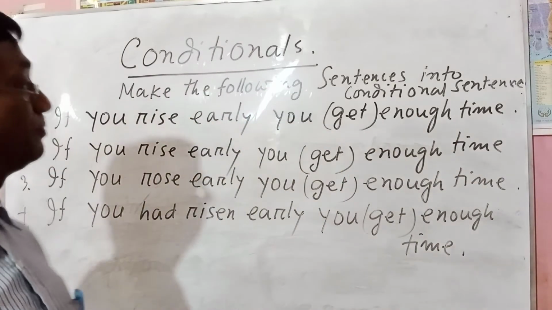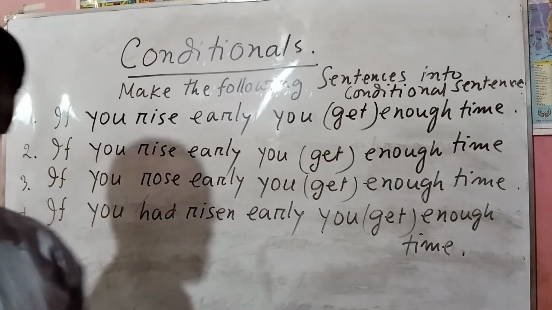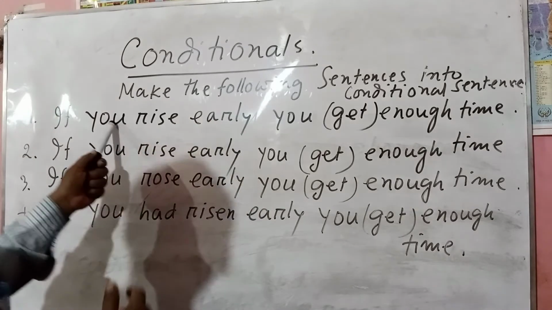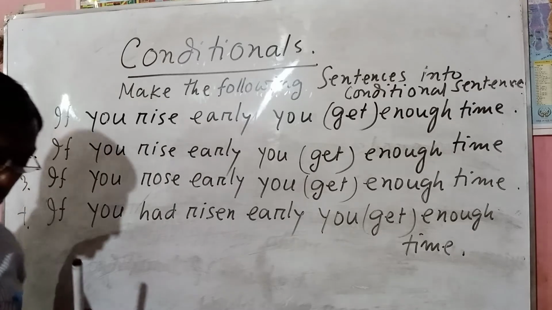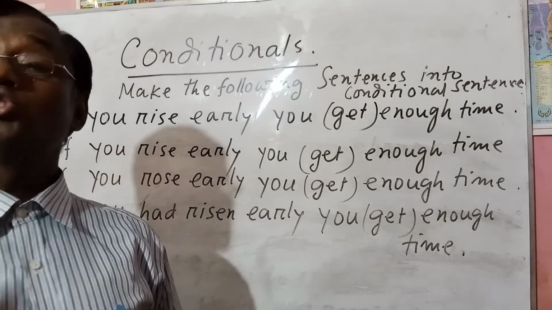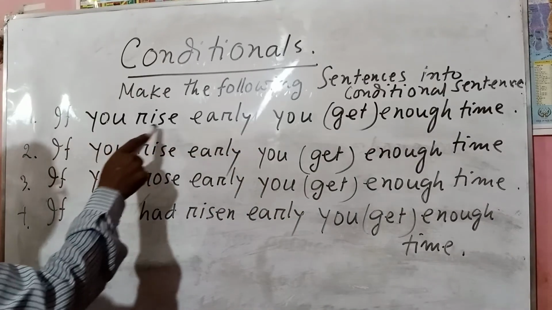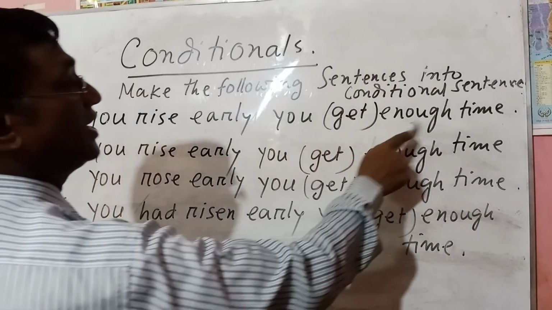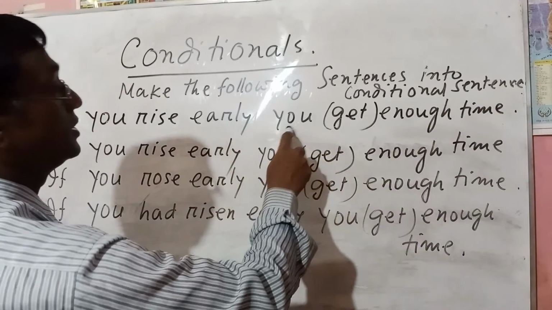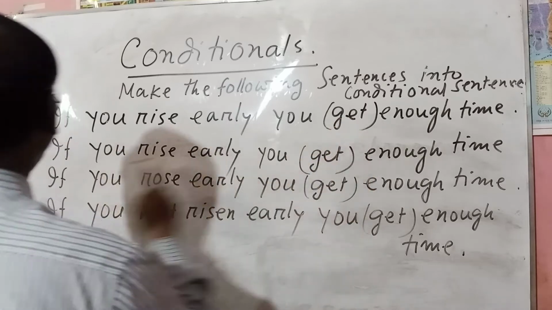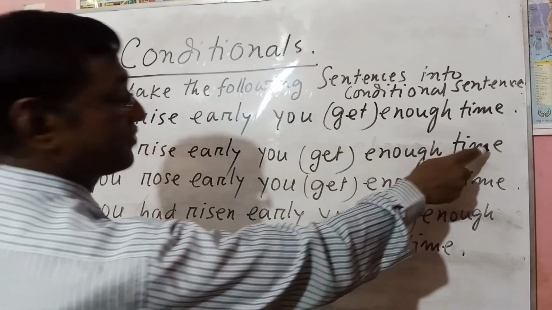Okay, dear learners, please. There are 4 sentences following the 4 conditionals: zero conditional, first conditional, second conditional, and third conditional. Following these rules of conditionals, please try to solve it. What will it be? If you rise early, you get enough time to perform your activities. You can write to perform your activities. Okay, these are the same. And if you rise early, you will get enough time.